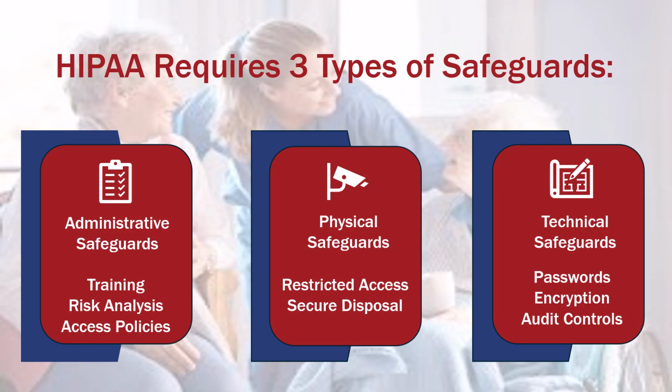The Health Insurance Portability and Accountability Act outlines 3 categories of safeguards to protect patient information. Administrative safeguards involve policies and procedures to manage security measures. These include regular staff training, ongoing risk analysis, and clearly defined access controls. Physical safeguards protect the physical environment and equipment where PHI is stored or accessed. Examples include restricting facility access, securing workstations, and ensuring proper disposal of sensitive information.